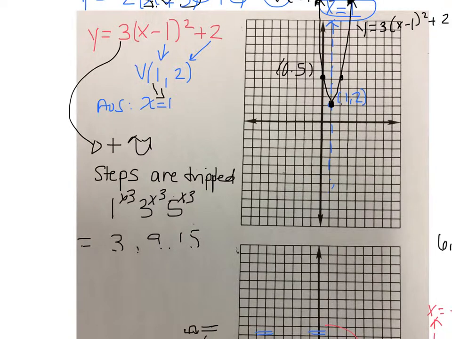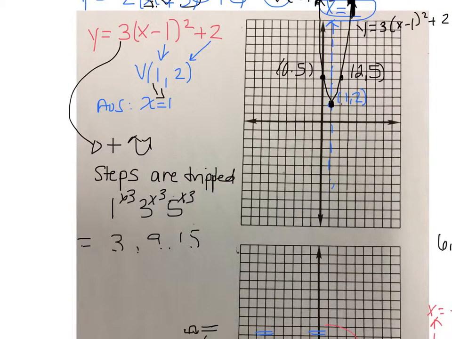Our symmetrical point has double the axis of symmetry. So the axis of symmetry was a 1, x equals 1. So you double it and it's 2. And it has the same y coordinate as the y-intercept. So 2, 5 is my symmetrical point.